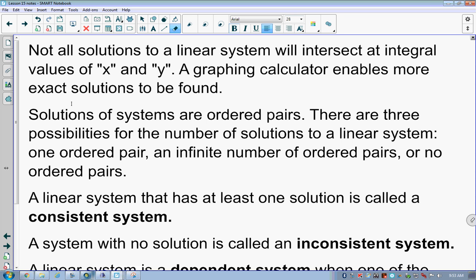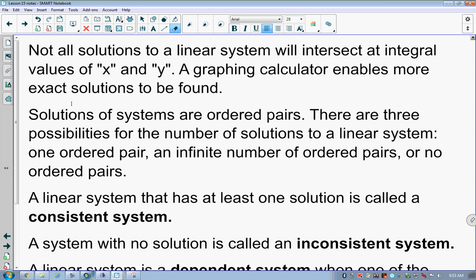Let me explain this for a second. If we're saying that there's one ordered pair, that means that the lines intersect at exactly one spot. These are lines that have different slopes. They may or may not have a different y-intercept, but they have different slopes.